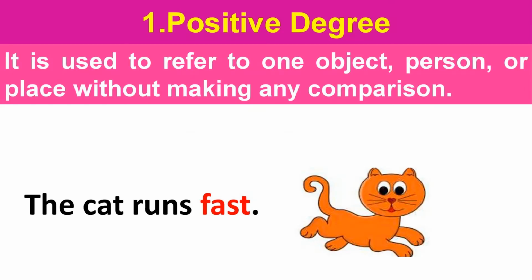Let's see what is positive degree. It is used to refer to one object, person, or place without making any comparison. Example: the cat runs fast.